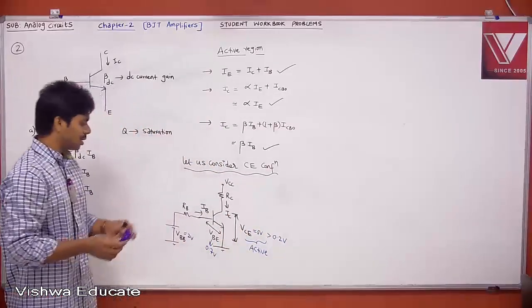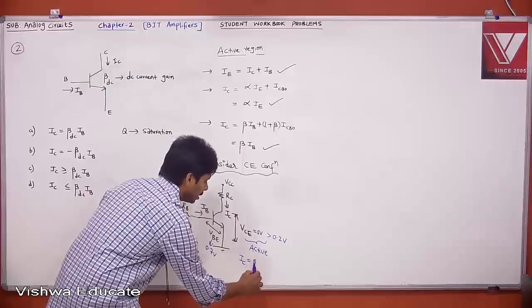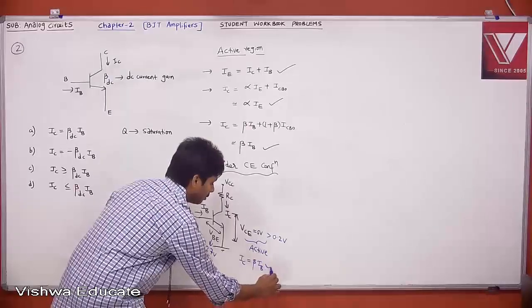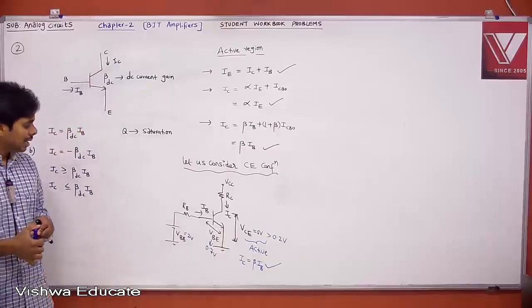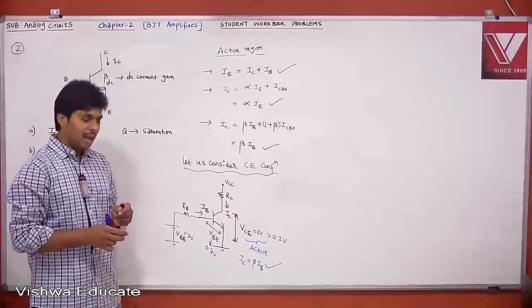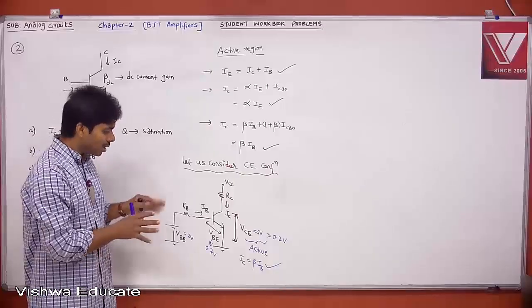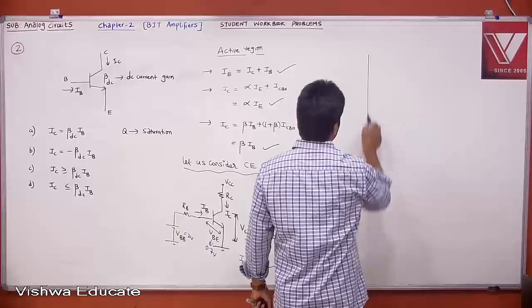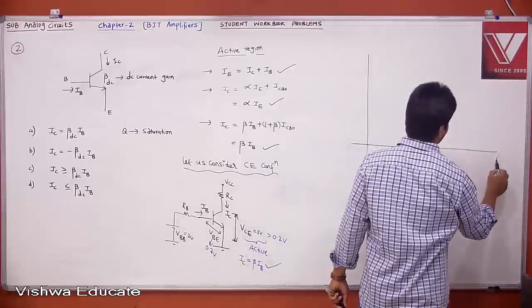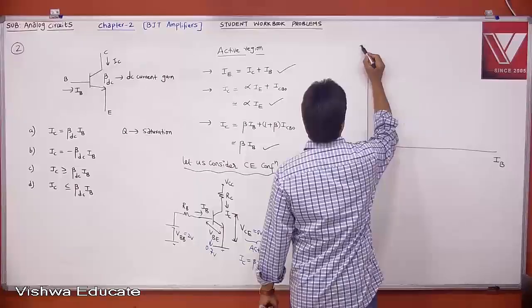That's fine. Then IC is equal to beta into IB is valid. It is true because it is in active region. Let us say I am just giving something else, not 2. Now what I want to do is the same thing. I will try to explain. This is your x-axis. Let me say my x-axis is IB and my y-axis is IC.